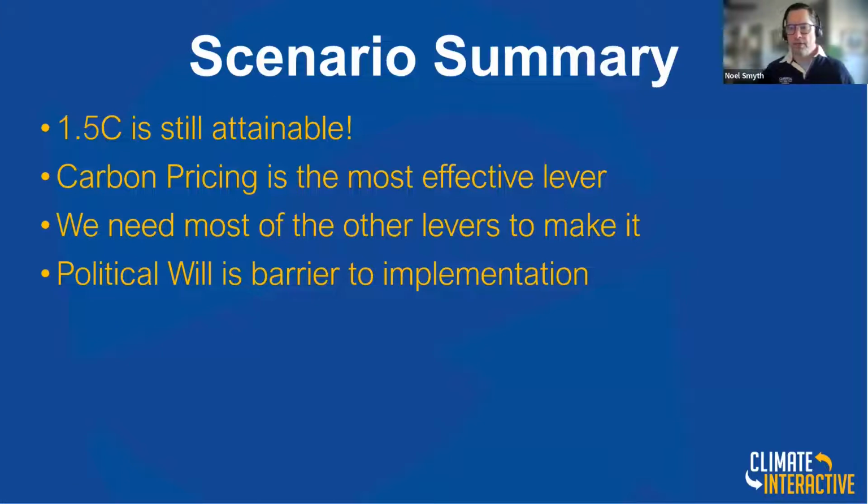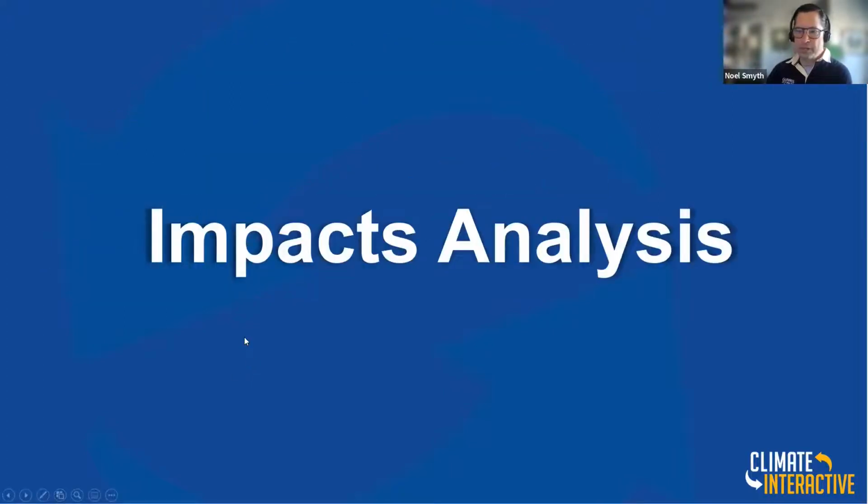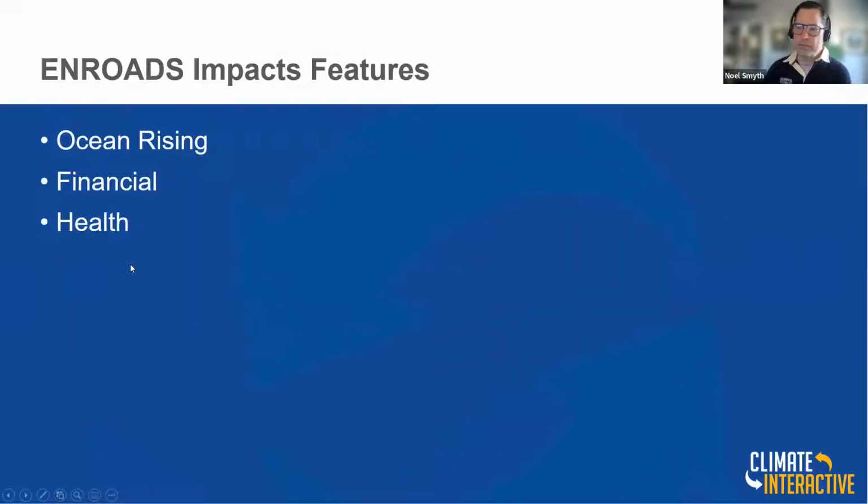So that scenario summary: 1.5 degree is still attainable. Carbon pricing is the most effective lever. We need most of the other levers, however, to make it to our goal. And we know that political will is the barrier to implementation. These technologies exist to do it, and the simulator tells us that, and we really just need to get our politicians to get on board. So let's get into the impacts analysis. We're going to talk about these 3 impacts: the ocean rising, financial impacts, and health impacts.